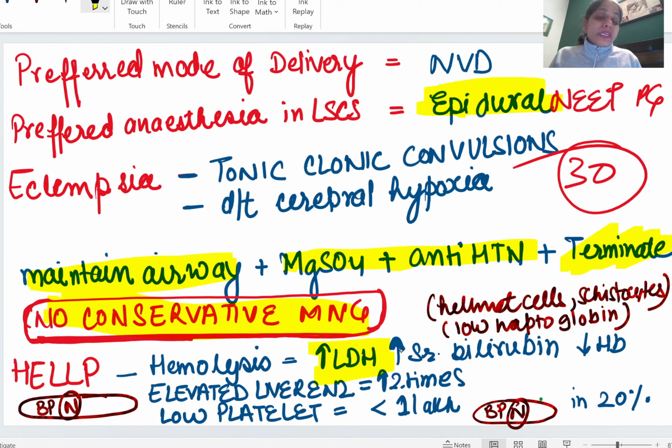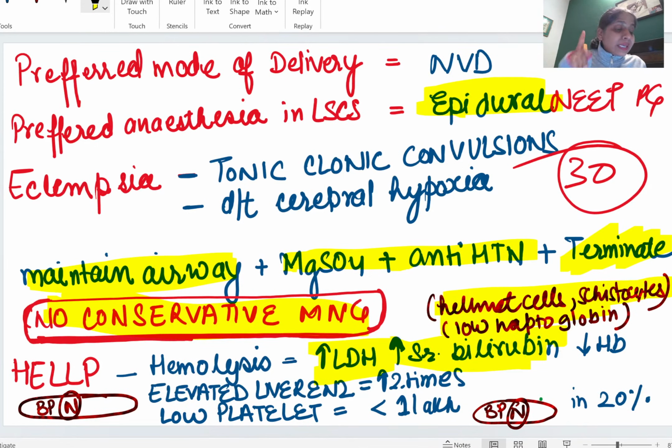LDH is increased, serum bilirubin is increased, and helmet cells or schistocytes are present, or haptoglobin is decreased. These are all indirect indications of hemolysis. This is very straightforward: if they say LDH is increased, bilirubin is increased, helmet cells are present, schistocytes are present, haptoglobin is low, all this indicates that it is a case of hemolysis.